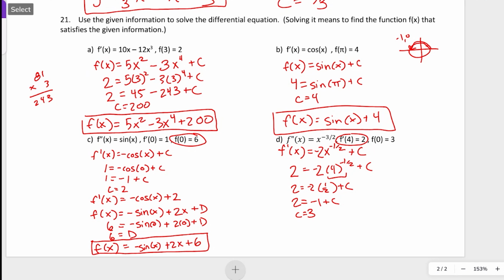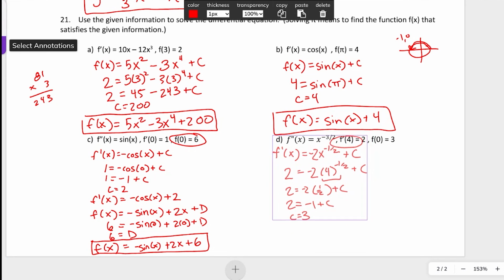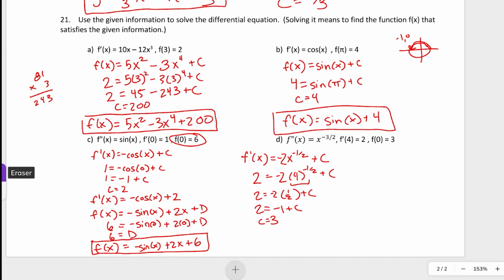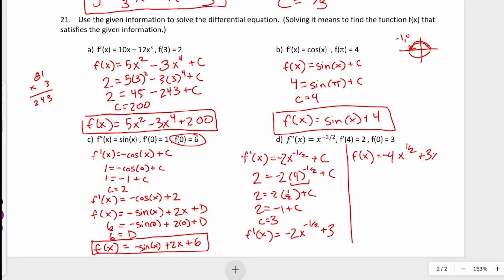Okay, I'm going to actually move this over and start a new column here because I don't want to run out of space. So f prime is going to be negative 2x to the negative 1/2 plus 3. Now we're going to use that to find f. F, if I increment negative 1/2, negative 1/2 plus 1 is just 1/2. And the reciprocal of 1/2 is 2. So 2 times negative 2 is going to be negative 4, x to the 1/2 plus 3x plus some other constant, which I'll call d.